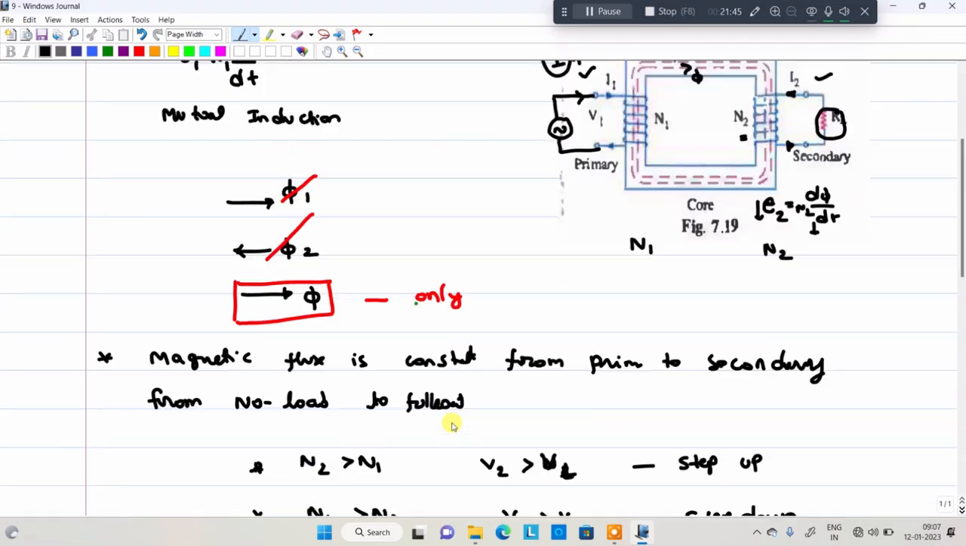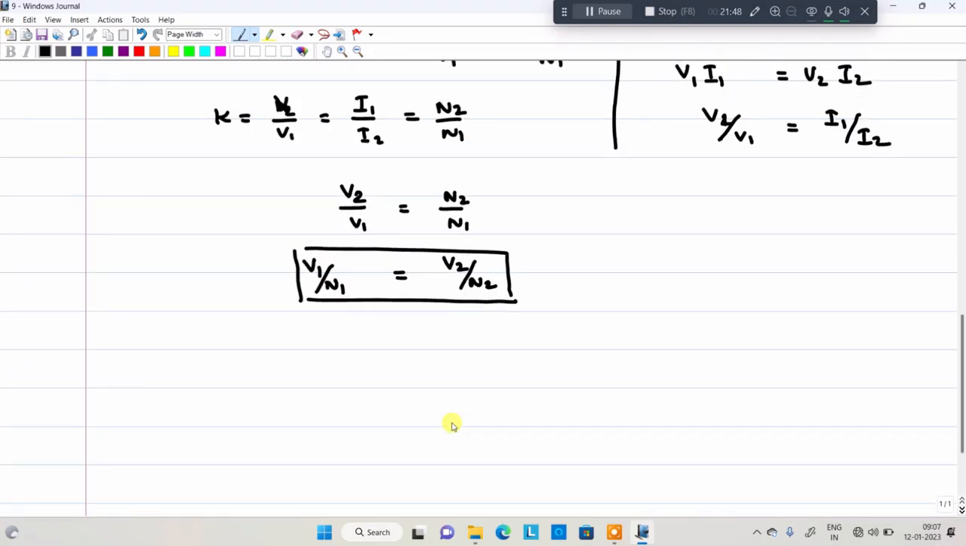Finally, what are the important points related to the transformer? I explained everything for you. If you are preparing for the examination, this small part is mentioned in the 7th chapter. One of the topics is the transformer.